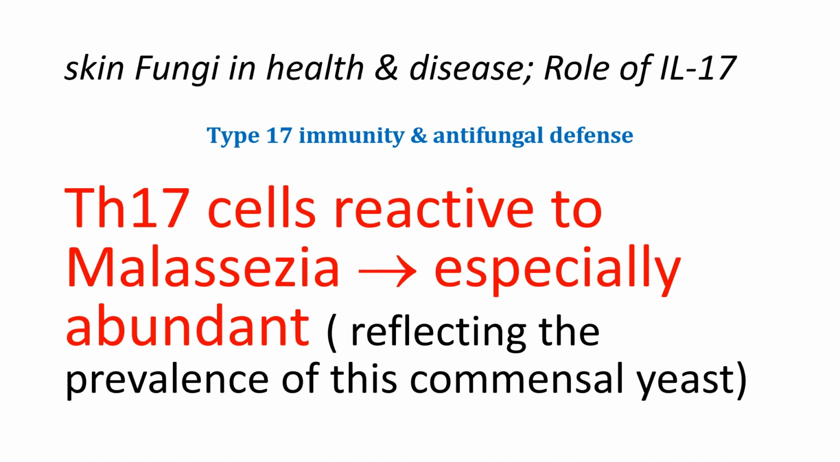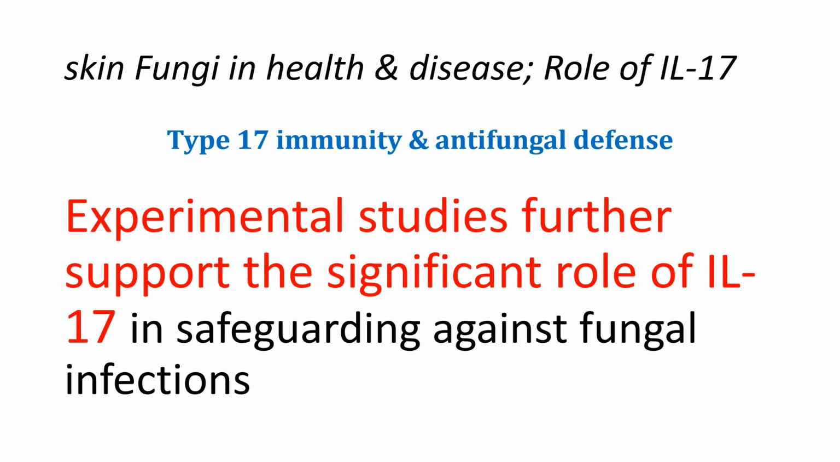In healthy individuals, T helper 17 cells are present, targeting a wide range of commensal and environmental fungi. Among these, T helper 17 cells reactive to Malassezia are especially abundant, reflecting the prevalence of this commensal yeast across the entire body surface. Also, experimental studies support the significant role of interleukin 17 cytokines in protecting against infections caused by Candida albicans, Candida auris, Malassezia species, and dermatophytes on the skin.